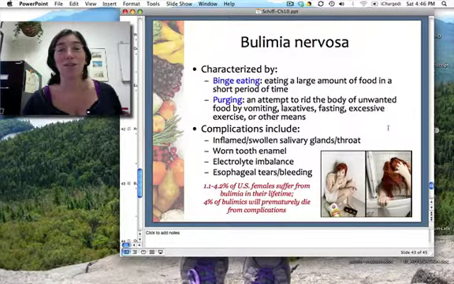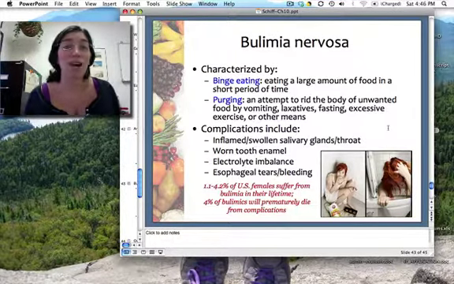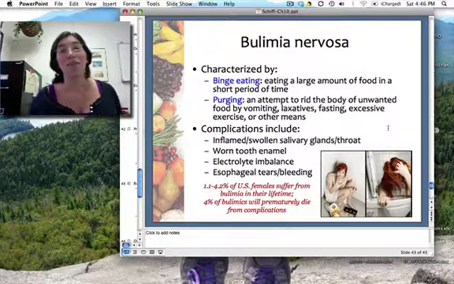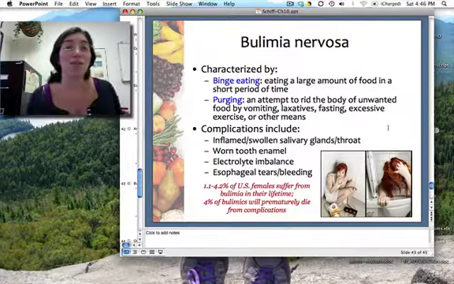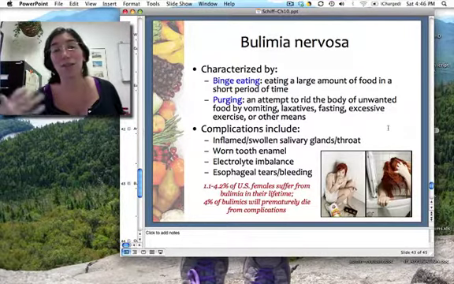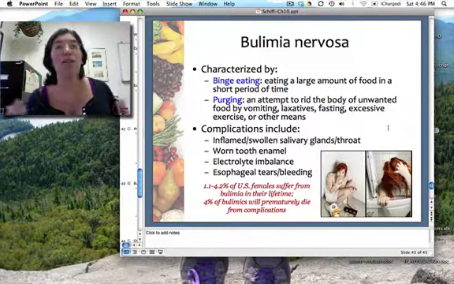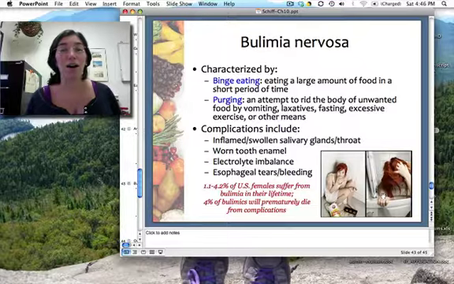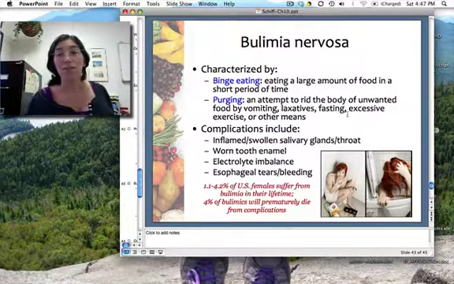Oftentimes in binge episodes, you're eating like 2,000 to 4,000 calories in one sitting. Just like a whole box of donuts and half a carton of ice cream and a bag of chips. It's a lot of food in a short period of time, followed by some type of purging. Usually vomiting, but it can also be laxative abuse or excessive exercising. There are different ways to purge.